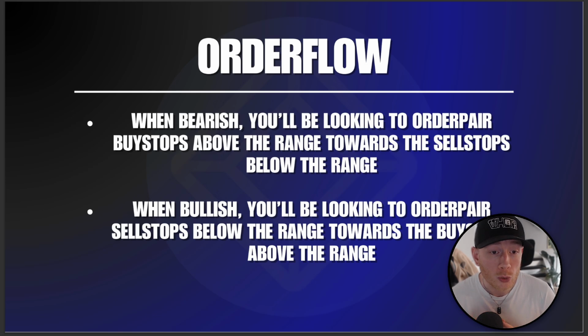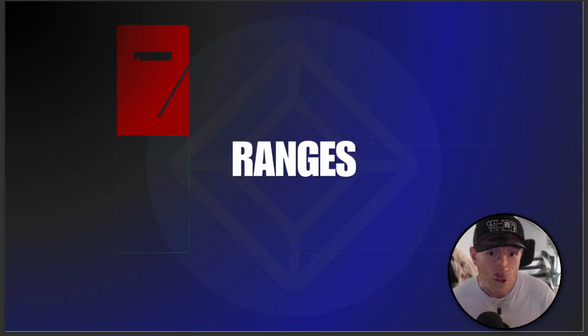Order flow is also important. When you are bearish, you'll be looking to order pair the buy stops above an old high, and then you pair that off with a range low, and vice versa. When you're bullish, you'll be looking to order pair those sell stops below the range towards the buy stops above the range.